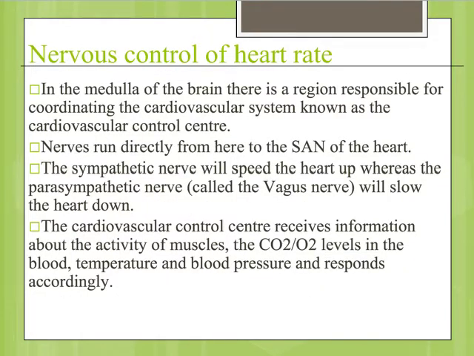Okay, in the medulla of the brain you've got a region that's responsible for controlling that. It's called the cardiovascular control centre. It's going to control your heart rate and a number of other things as well. You've got nerves that run directly from that to the sinoatrial node.